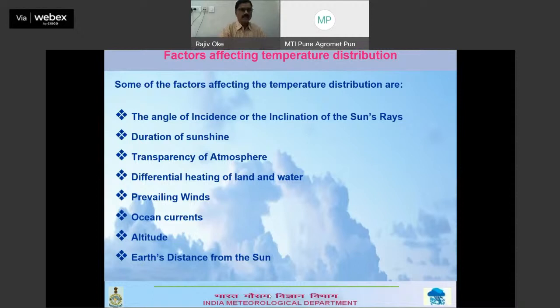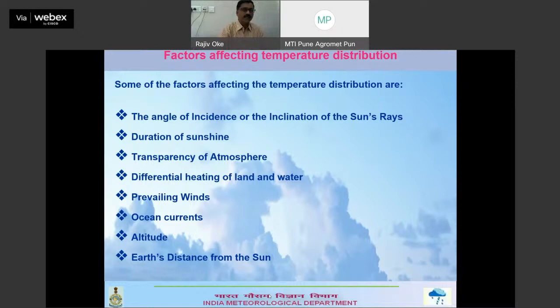The angle of incidence depends on the location of the place, that is, where it is located; the angle of the sun's light coming in depends on that. Duration of sunshine depends on how much sunshine is received at that place. Transparency of the atmosphere is concerned with aerosols and turbidity, dust storms, sandstorms, or how clear the weather is. Depending on that, the temperature distribution varies.